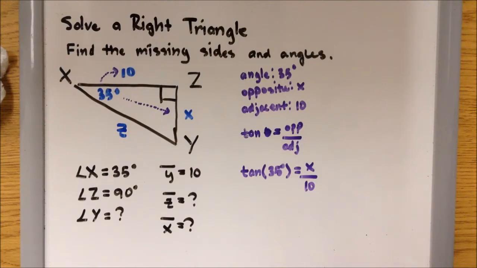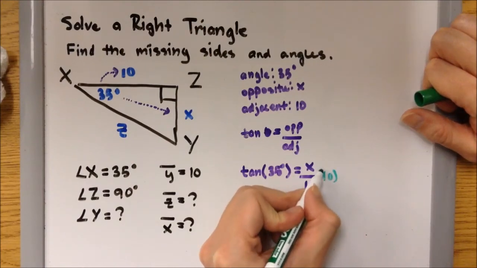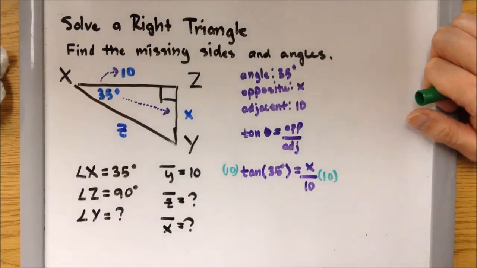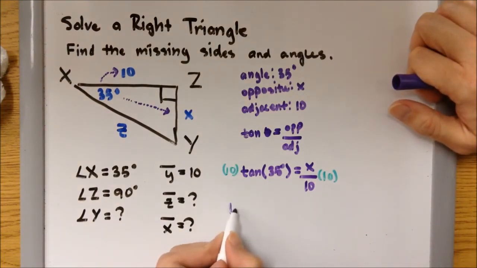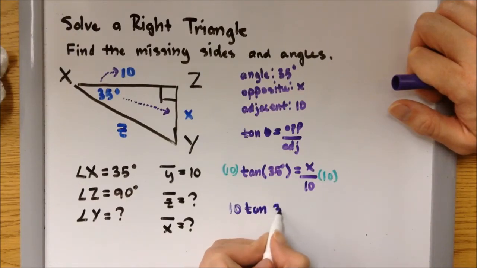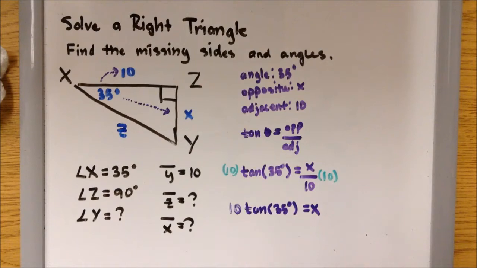And then next, I will multiply both sides by 10. So doing so, I'm going to have 10 times tangent of 35 degrees equals X. So that's what you're going to type in to find the measurement of X. Now, we still got to do the Y.